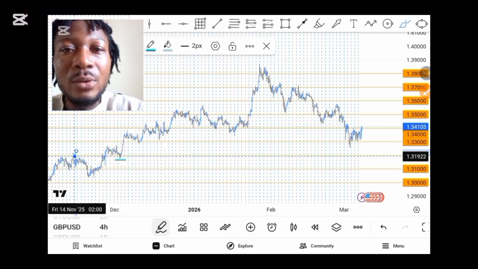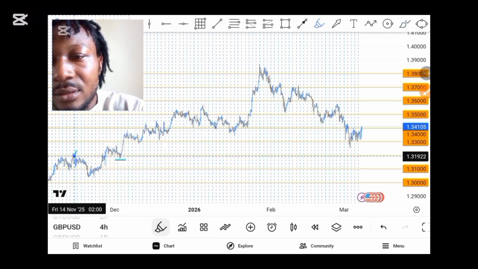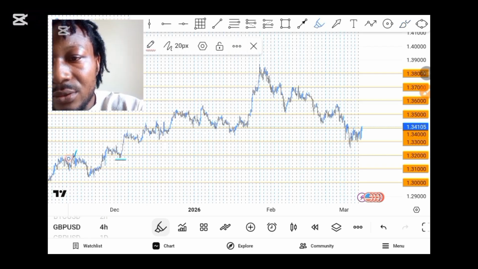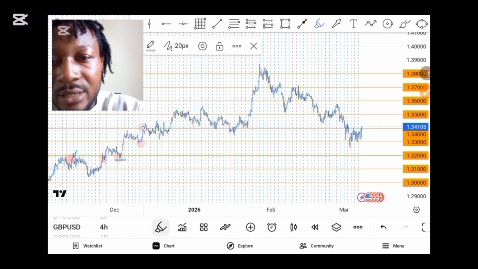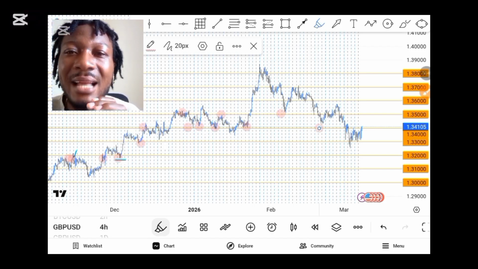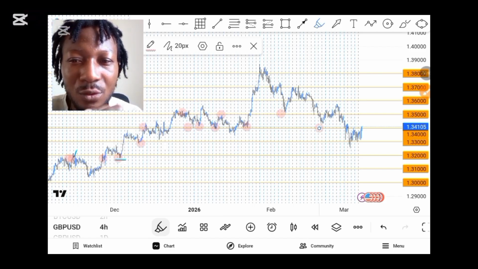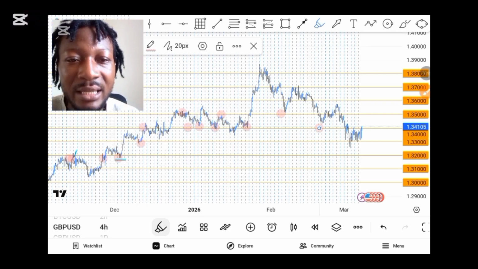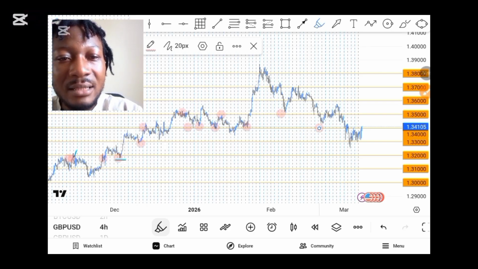So look at what happens here. You have a touch, a touch, a touch, a touch, a touch, and a reaction. Whenever price gets to a key level, it reacts. There's always a reaction around a key level. That's the power of these key levels. If you look closely, whenever price gets to a key level, there is always a reaction.